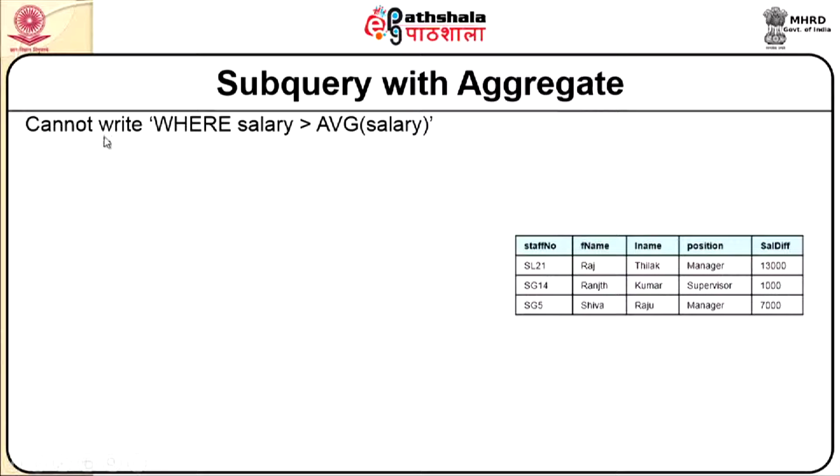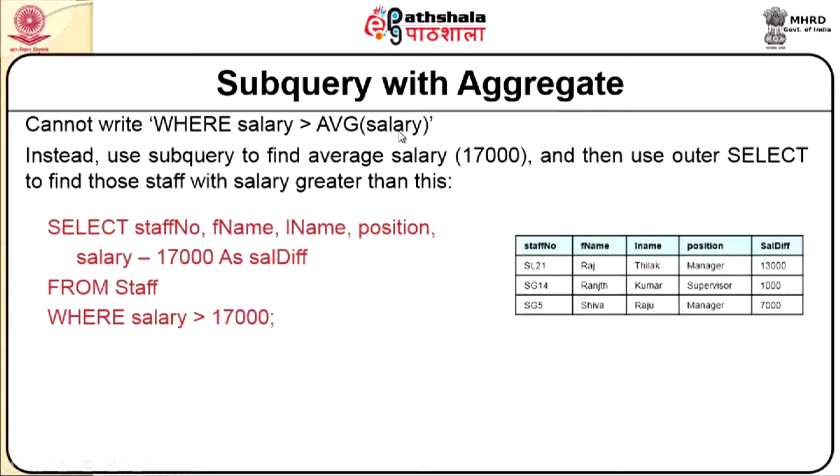And here we cannot write where salary greater than average of salary, instead use a subquery. So this kind of average statement cannot be used directly with this greater than symbol. For those reasons we have used a subquery to find the average salary, and then use the outer select to find those staff with salary greater than this.